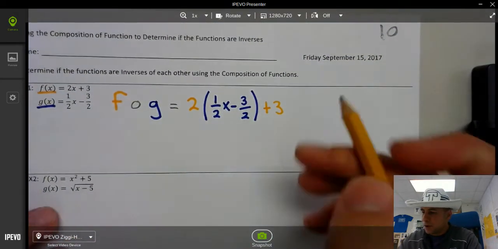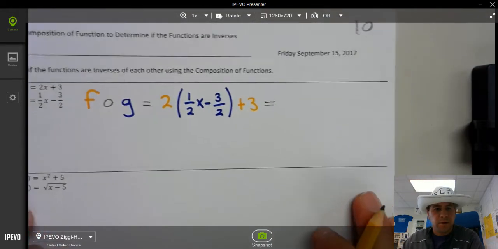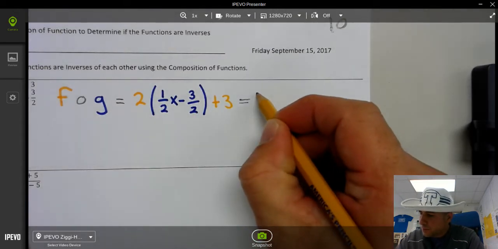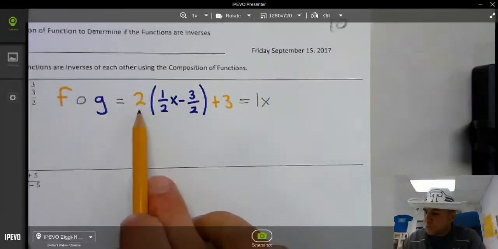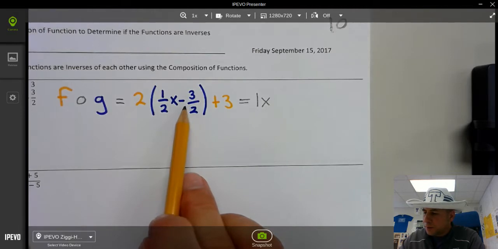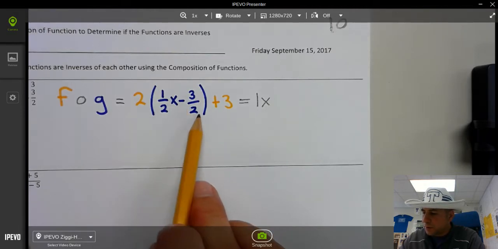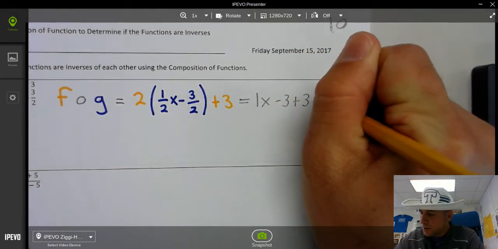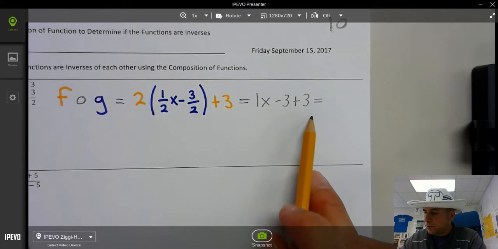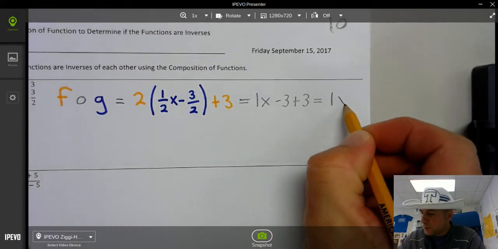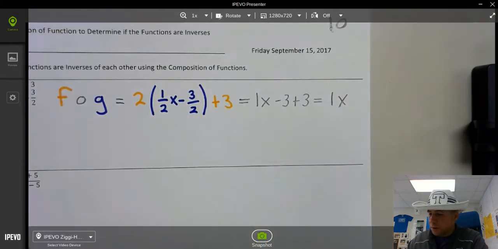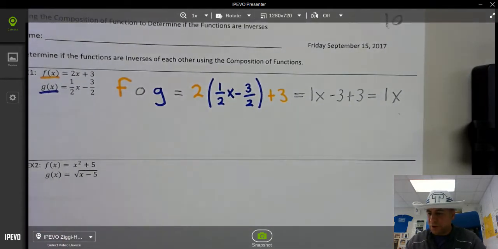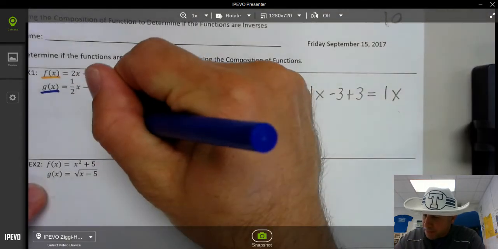Now we simplify. 2 times one half is 1x. 2 times negative 3 is negative 6, divided by 2, which is negative 3, plus 3. The negative 3 and the positive 3 cancel, so you're left with 1x. So far, these could be inverses because we get 1x. Now let's do g of f.